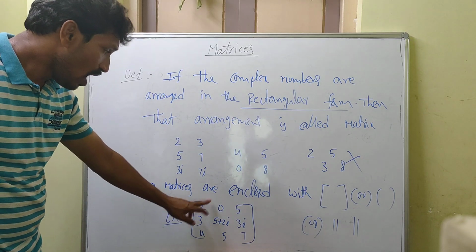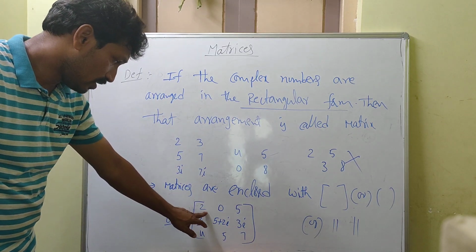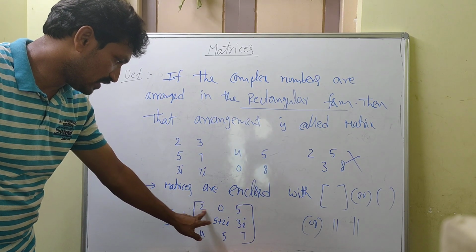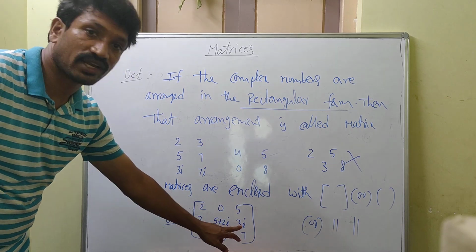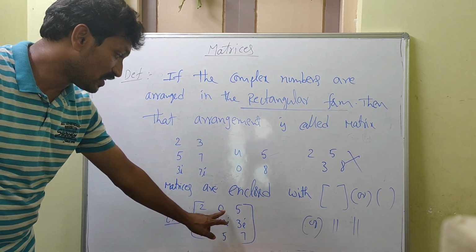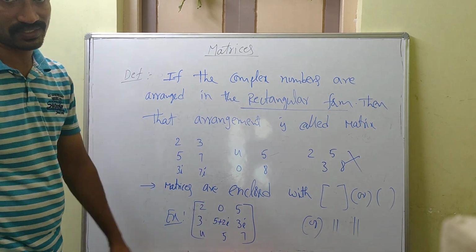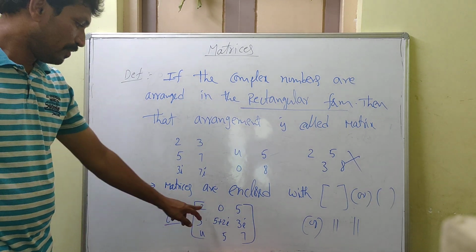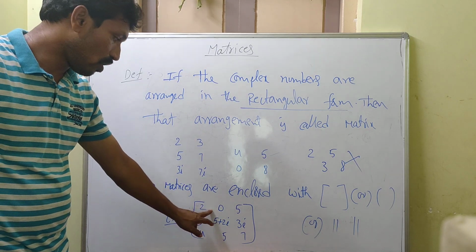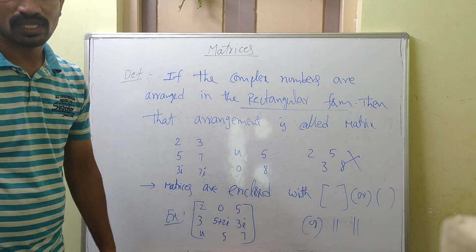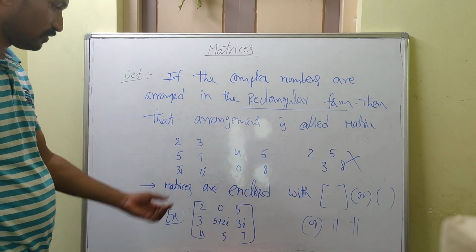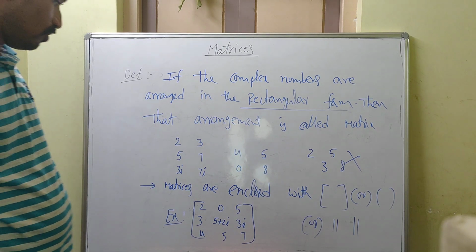Here this is an entry, all these are entries. And these entries in the matrix are called elements of the matrix or numbers of the matrix. Between the elements you should not write any commas or full stops. This is fundamental.